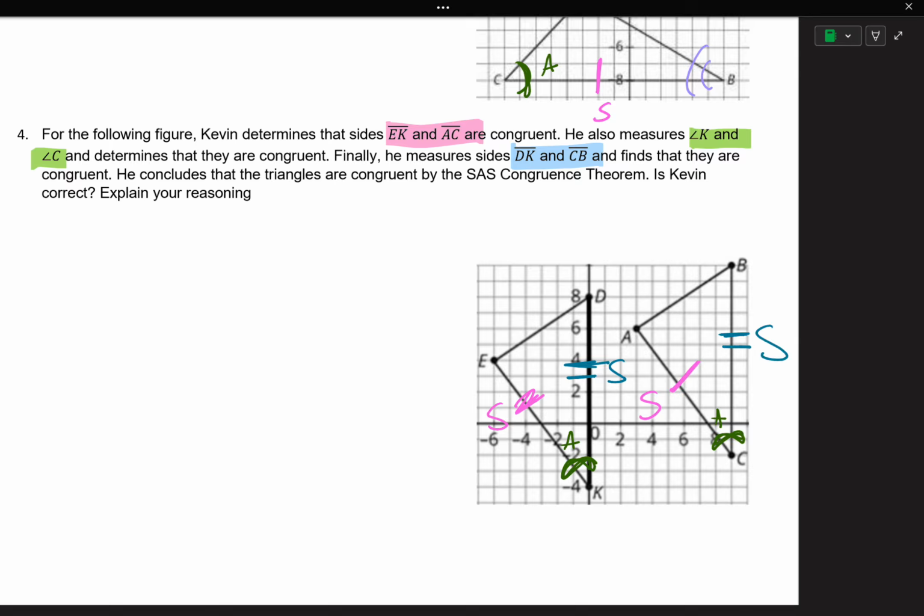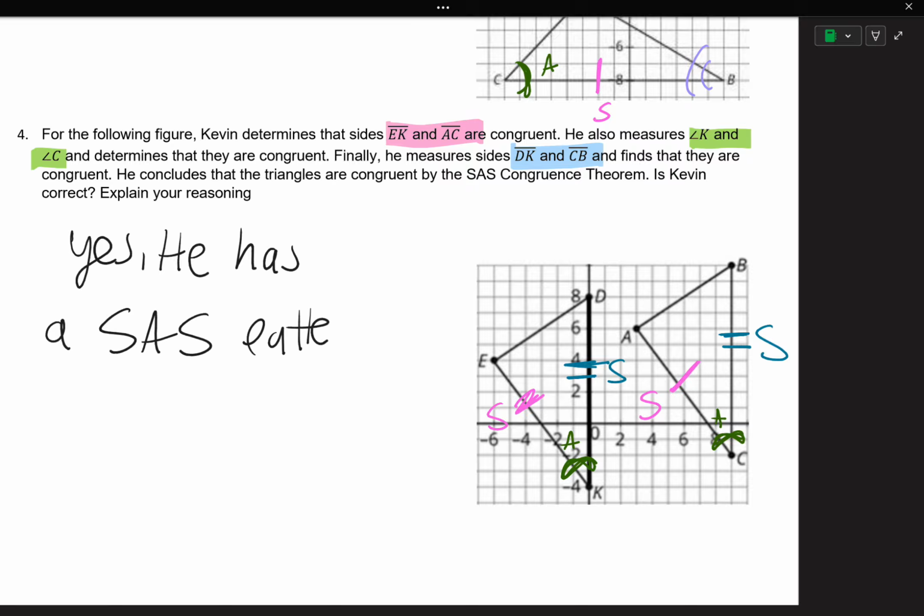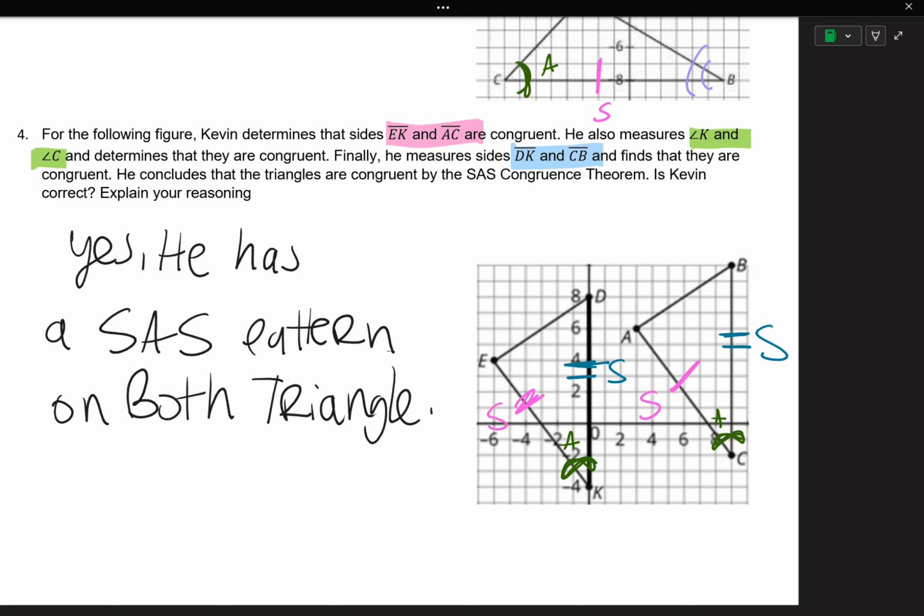Is this side angle side? Yes. He has a SAS pattern on both triangles. Hooray! We got congruent triangles.